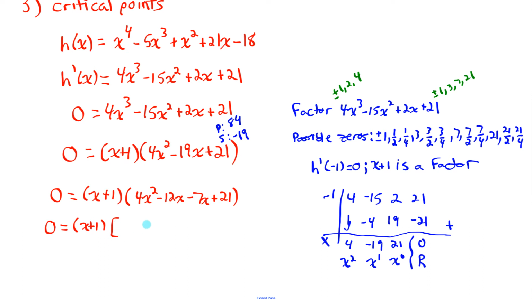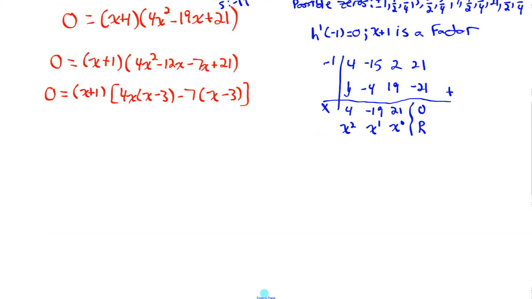So take a common factor from the first two terms, I would take out a 4x. And if I common factor from the last two terms, I would take out a -7. Notice I got a common binomial, so I can common factor out that common binomial of x minus 3, and I'm left with 4x minus 7 as my last factor. There we go, that's fully factored. So I can see from that the x values that would make the derivative be 0 are -1, 3, and 7/4. So those are my critical numbers.